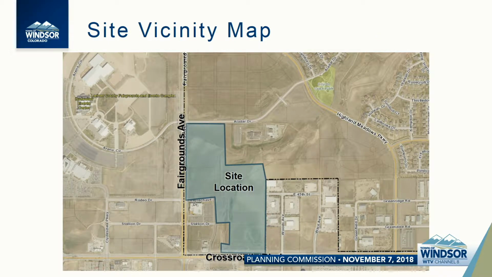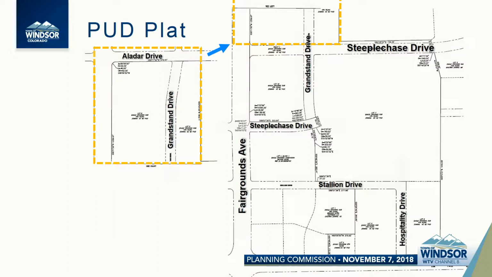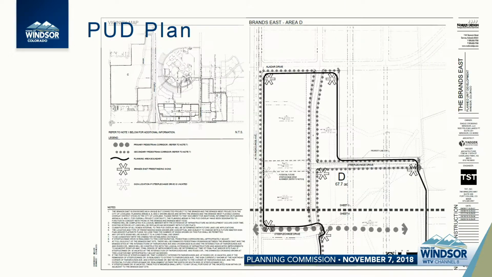The proposed PUD is located to the north of Crossroads Boulevard and to the east of Fairgrounds Avenue. It's currently zoned general commercial. The subject application would create the PUD overlay, which would apply to future land use applications within the boundary of the PUD. The PUD proposes variations to allowed uses, changes to site architectural and landscape design standards, as well as changes to the development review process. The PUD plan includes a number of increased pedestrian connections and pedestrian amenities throughout the site.